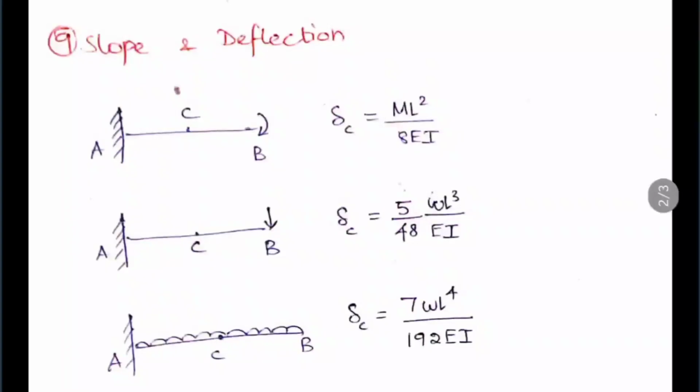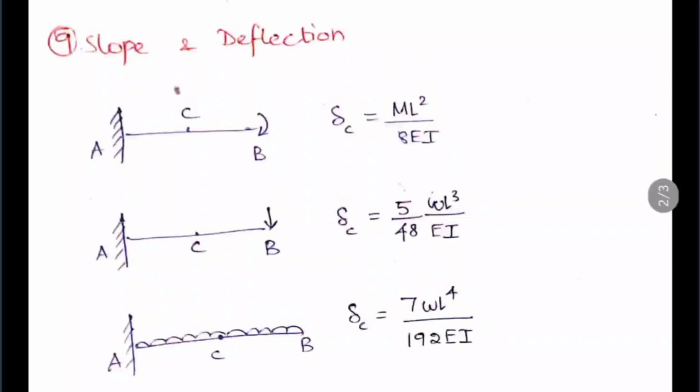The first is the cantilever beam with a moment at the end. Here the deflection at C will be ML square by 8 EI. For the cantilever with a point load at the end, the deflection at C will be 5 by 48 WL cube by EI. And for the cantilever beam with UDL throughout, the deflection at C will be equal to 7 WL power 4 by 192 EI.